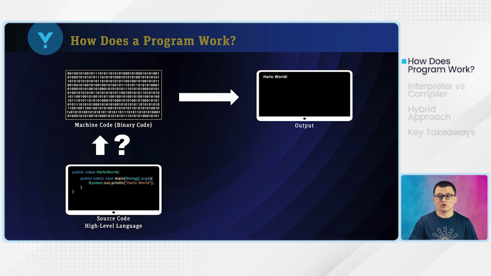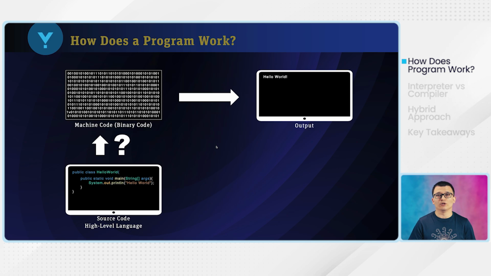Okay? So after I wrote my source codes, how can I make sure that my source code can be translated into the binary code? Because the computer can only understand the binary code. The CPU can only process the binary code. So how can we make sure that our source code that we wrote by using a programming language can be translated into the binary code?